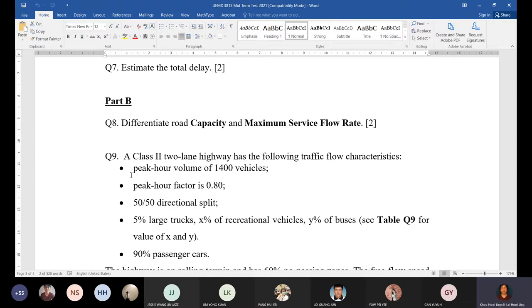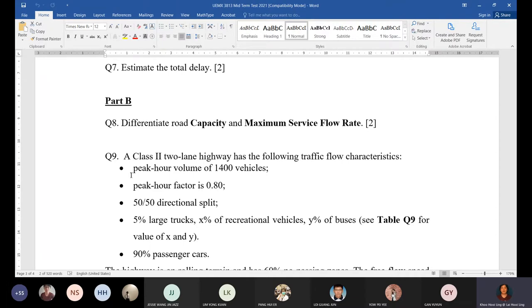So don't worry, if I ask you to get the definition, you just write down the definition. Definitions are used worldwide. When you ask any traffic engineer, any student of traffic engineering, what is the capacity, this is the standard answer that they give. Here the key point is to differentiate. Capacity is the maximum of that road. Maximum service flow rate is the boundary; they actually specify the boundary of each level of service. Another point that you can say is that road capacity usually is the maximum service flow rate for level of service E, then that is fine.